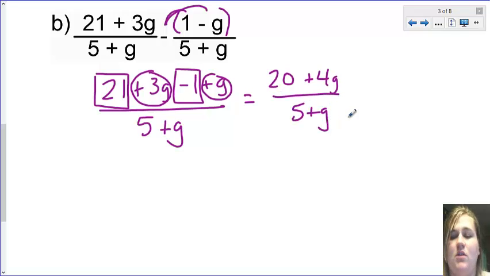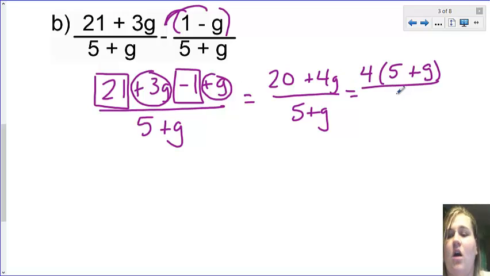Okay? To simplify this, I can go ahead and divide out a 4 out of both of these. So if I factor out a 4, 20 divided by 4 is 5, plus 4g divided by 4 is 1, so just g, all over 5 plus g, which is a quantity also. Those are exactly the same, so that means my final answer is 4.